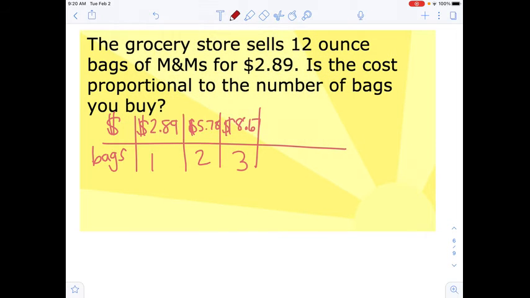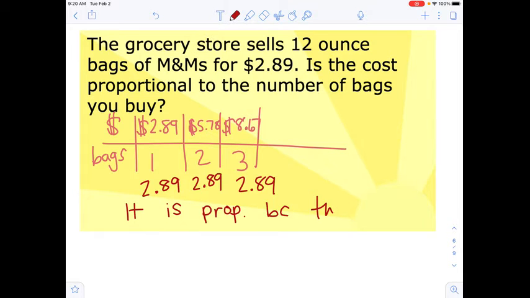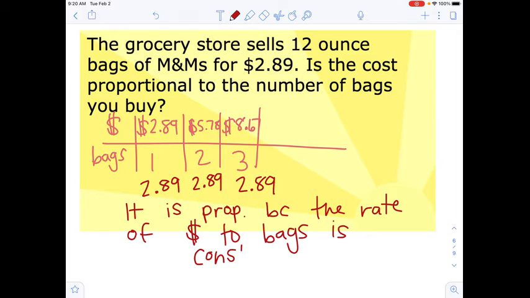Well, 289 divided by 1 is 289. 578 divided by 2 is 289. 867 divided by 3 is 289. So yes, this is proportional. So we can write it is proportional because the rate of money to bags is constant.